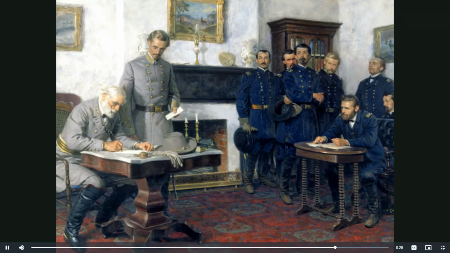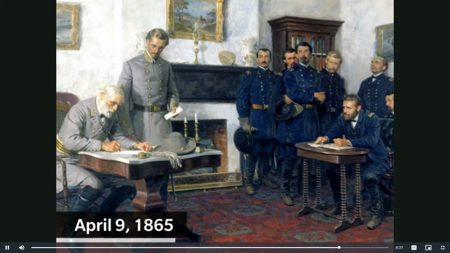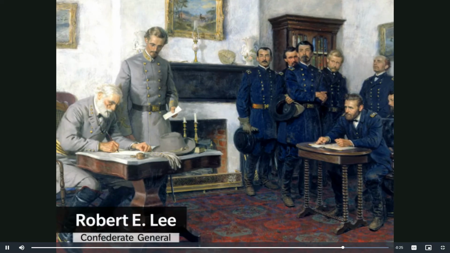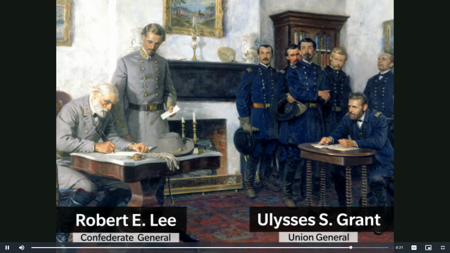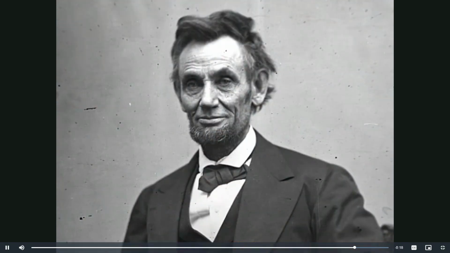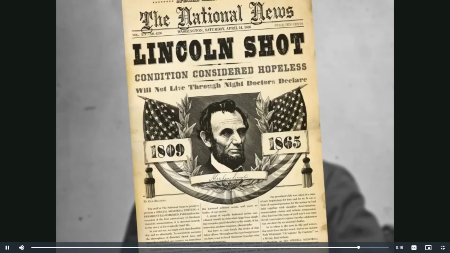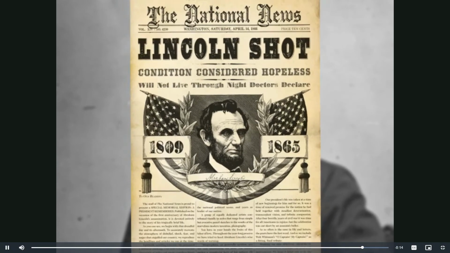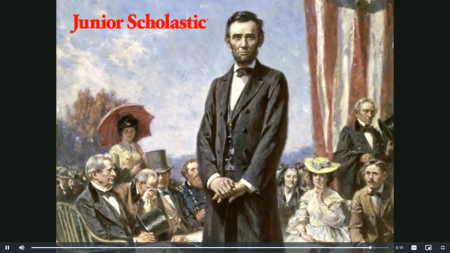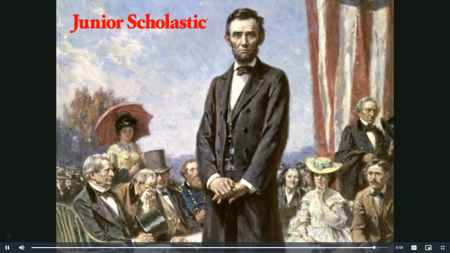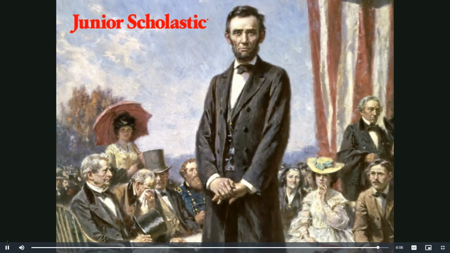The major fighting finally ended on April 9, 1865, when Confederate General Robert E. Lee surrendered to Union General Ulysses S. Grant in Virginia. President Abraham Lincoln was assassinated less than a week later, but he died knowing that the U.S. would be reunited at last. Over the next several years, the Southern states rejoined the Union, and the nation began to heal.